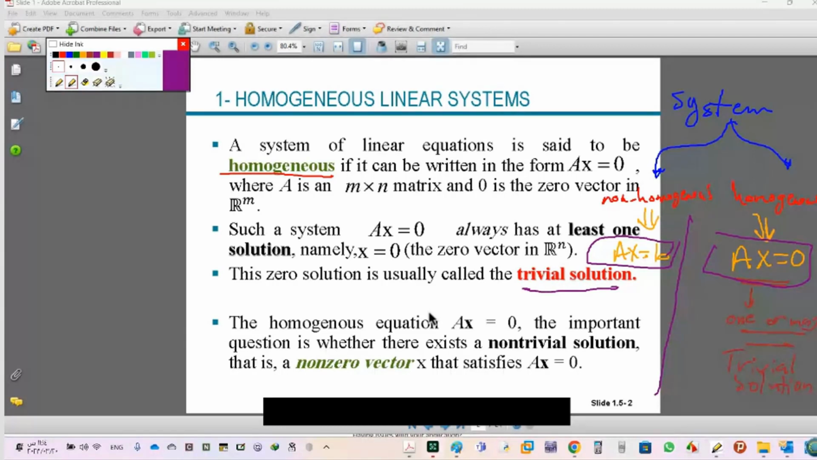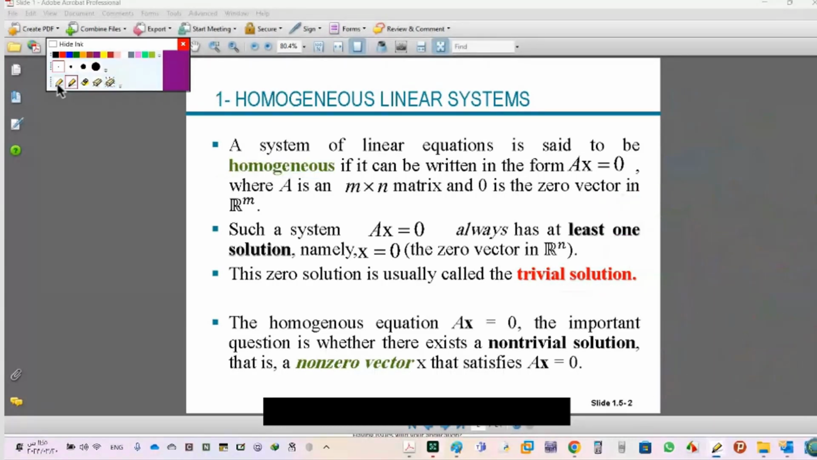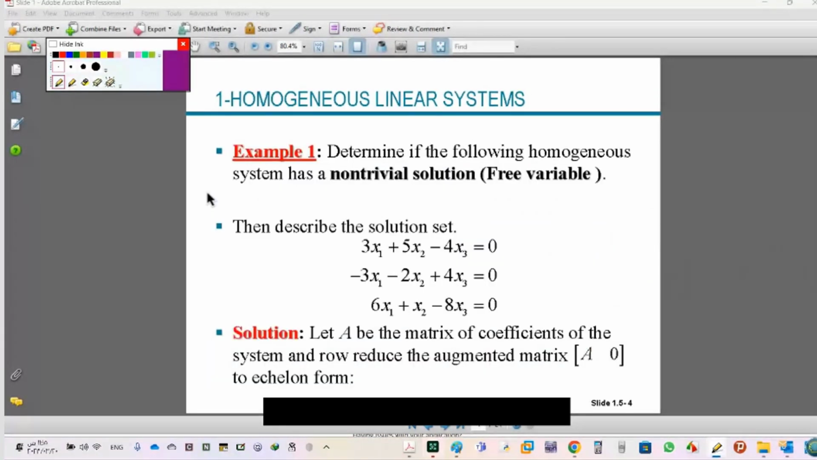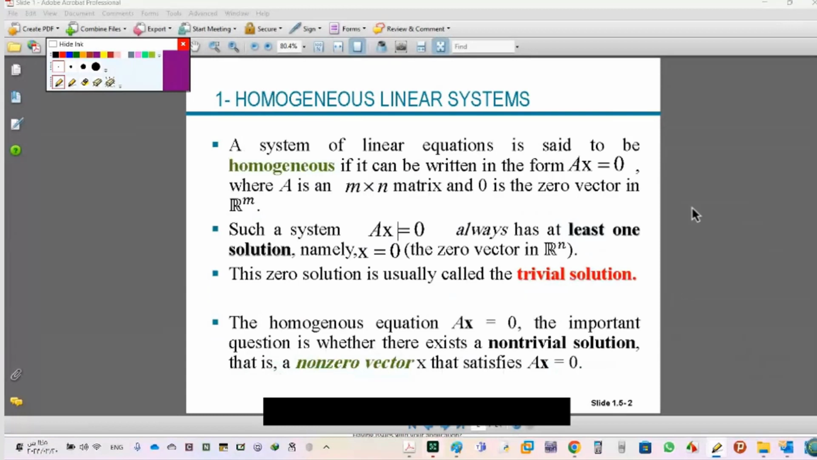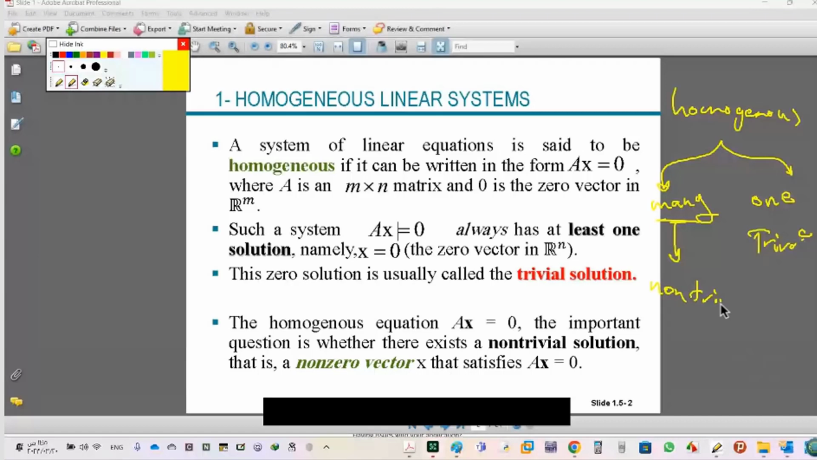Okay, let's start with this now. I will show you, for example, how to determine if the homogeneous system has a non-trivial solution. I will explain trivial and non-trivial more. I'm talking about homogeneous now. The homogeneous solution is either one or many. One is called trivial, many is called non-trivial solution. So if we have one solution, it's trivial. If we have more, it's a non-trivial solution.